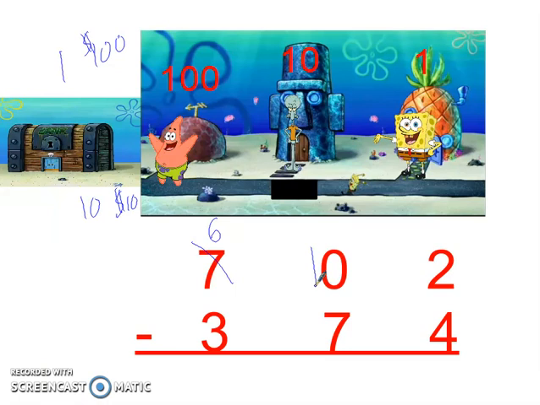Now SpongeBob can come back and try again. Hey, Squidward, can I borrow from you now? Yes, because Squidward has 10. He's very willing to give up one of his, so he goes down to 9. SpongeBob goes to the bank, trades in the 10 for 10 ones. He already had 2 ones, so 10 ones and 2 ones is 12. And then we just subtract. 12 minus 4 is 8. 9 minus 7 is 2. And 6 minus 3 is 3.